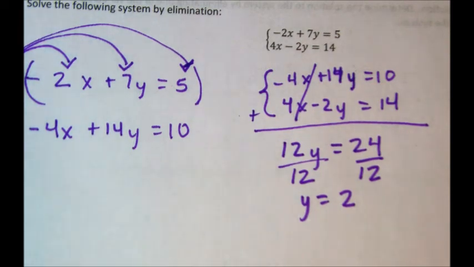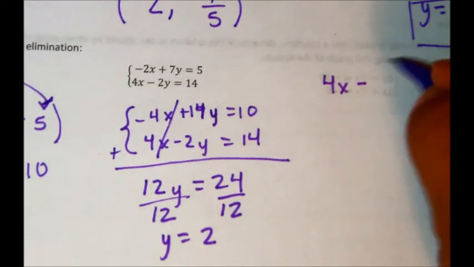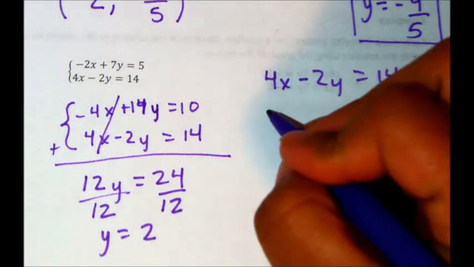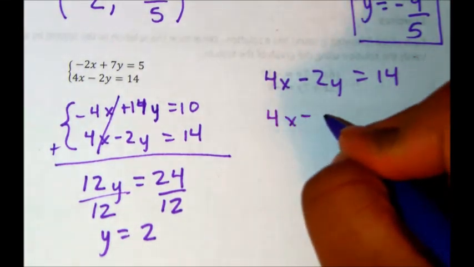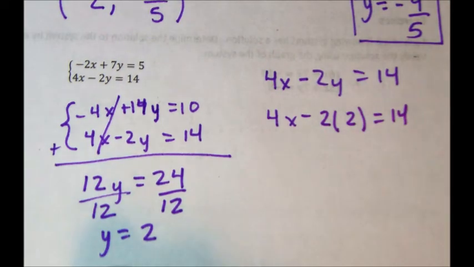I'm going to use y to substitute into the equation. For purposes of modeling, I'm going to choose the second equation this time. 4x minus 2y equals 14. I've written it like I've been given, then I'm going to rewrite the problem, except this time wherever I see a y, I'm going to substitute in the 2 I just solved for.